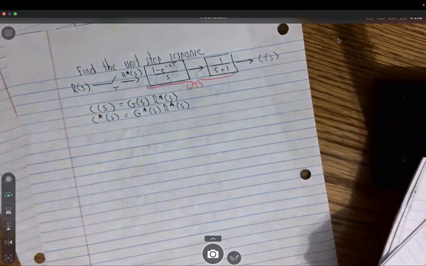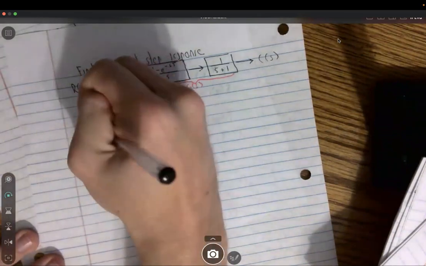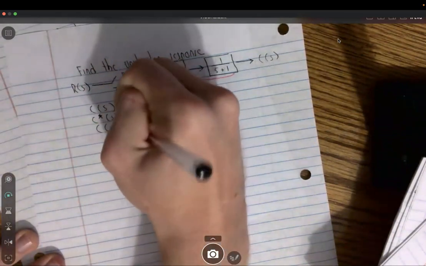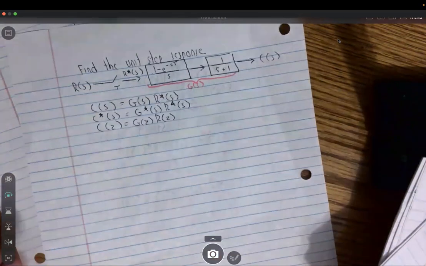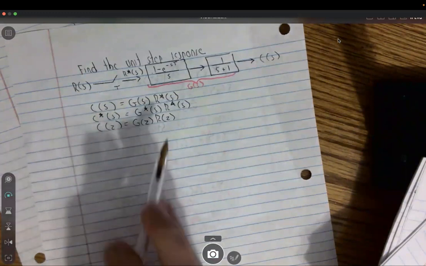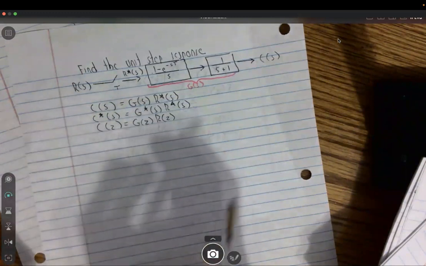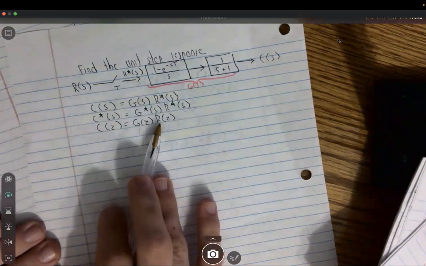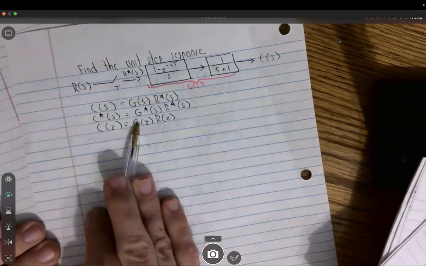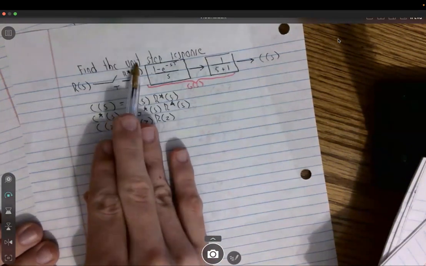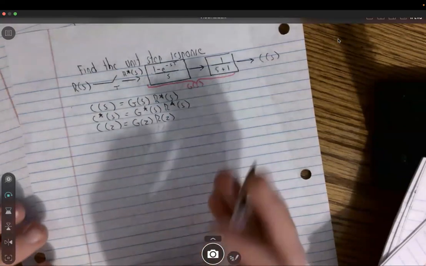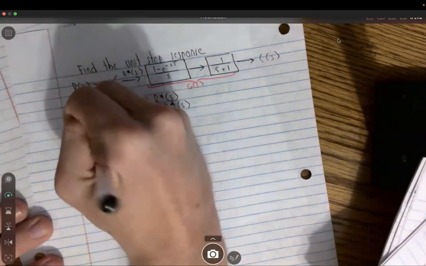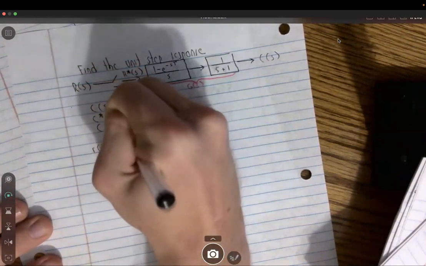Now that I have that, I take the Z transform, so I get C of Z is equal to G of Z times R of Z. Now I have to plug in what I actually have here. I need to find what my R of Z is and what my G of Z is. They said it's the unit step for my input. Remember, R of T, if it's the unit step, is just U of T.